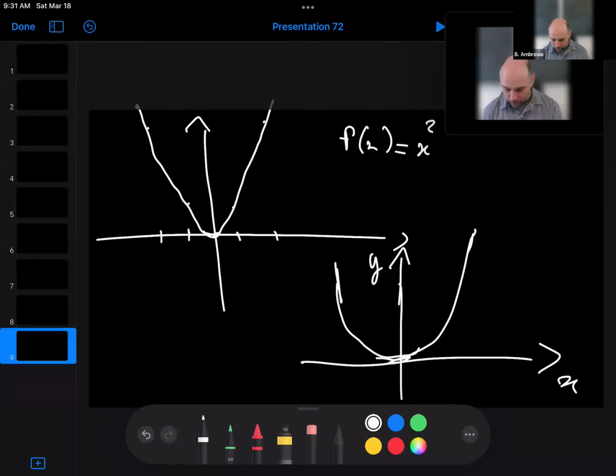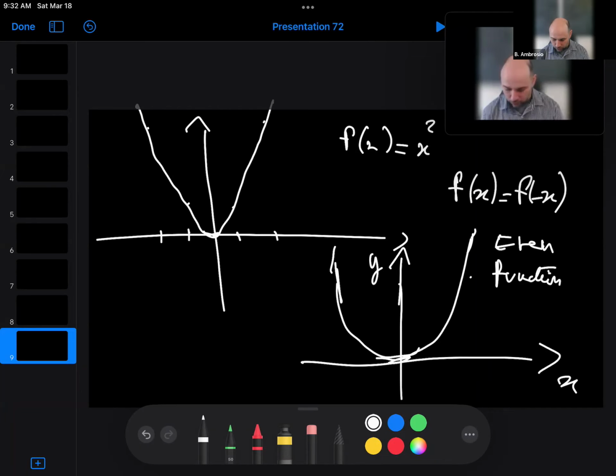You can observe here that you have a symmetry. If I take x, it is the same thing as f of minus x: f of x equals f of minus x. So this is called an even function. The function x squared is an even function because f of x equals f of minus x, and you have a symmetry with respect to the y-axis, kind of a mirror.